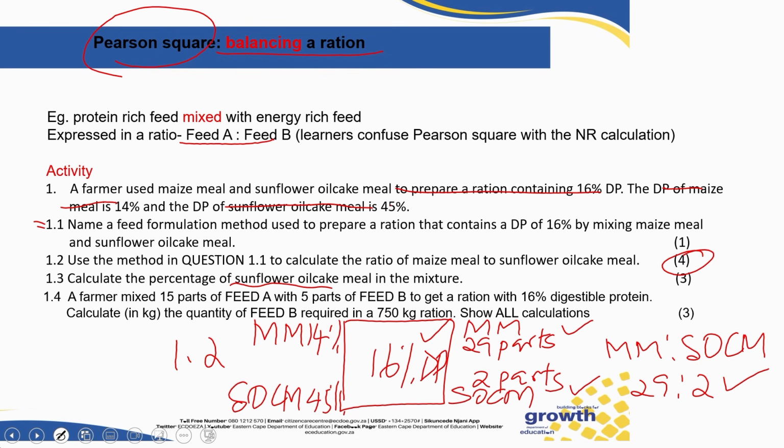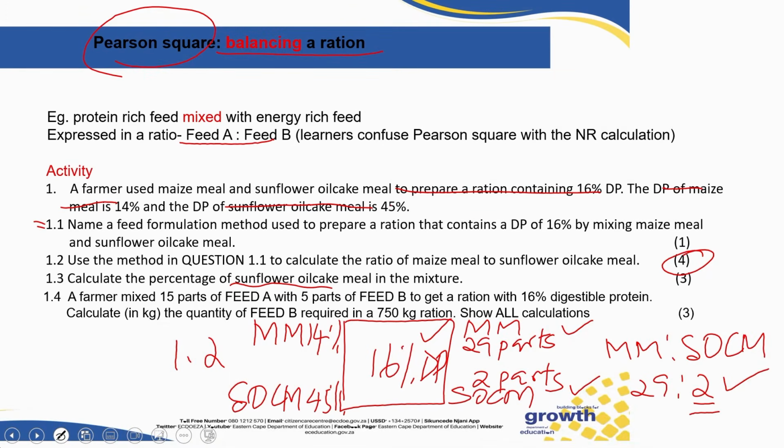Good learner, if you missed the names of the parts on the right side, you may be confused when it says calculate the sunflower oil cake meal. So the sunflower oil cake meal is 2. So when calculating, you will first add. So this is our 1.3. You will first add the 29 plus 2, which is 31.